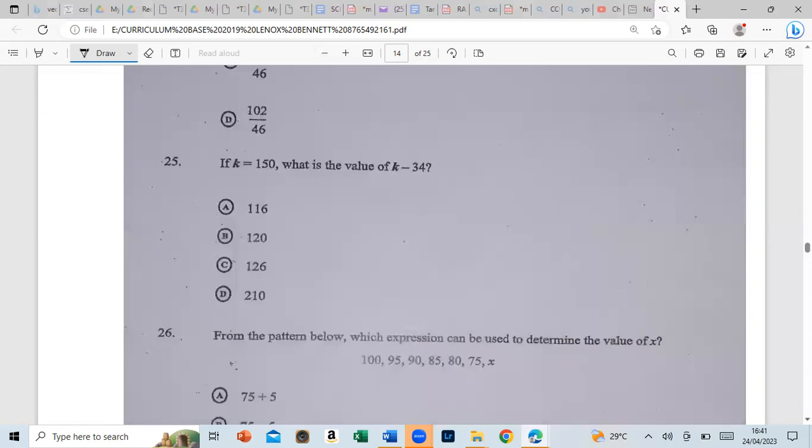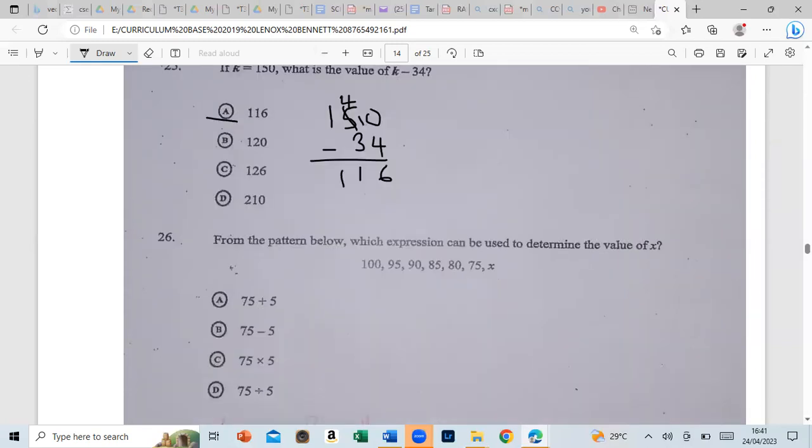If k is equal to 50, what is the value of k minus 34? So all we have to do is just substitute the value, 34 for k. Subtracting from 50, 1 from this is a 10, 4 from that leaves 6, 3 from that leaves 1, so that's 16. So for 25, it would have been A.